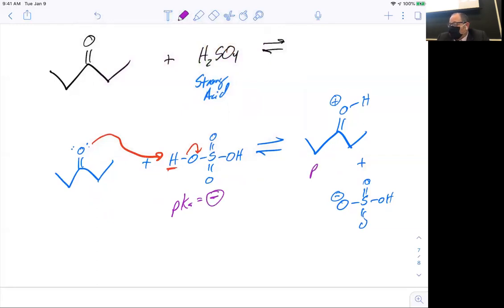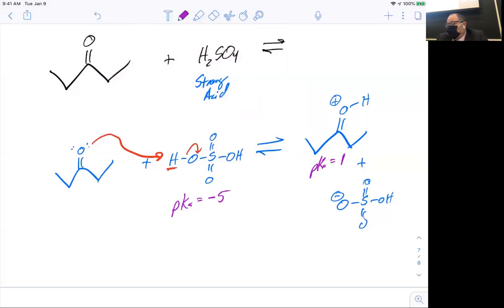And this one is going to be either -10 or -5. So let's put -5. And then the pKa here is actually around 1. Okay. And we can find that in the chart, right?